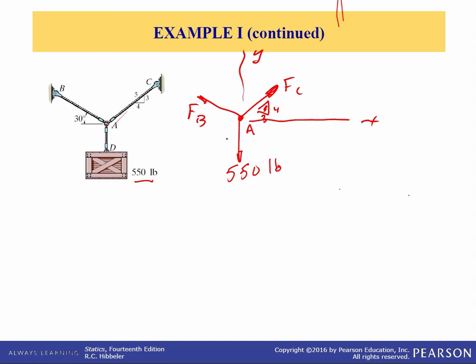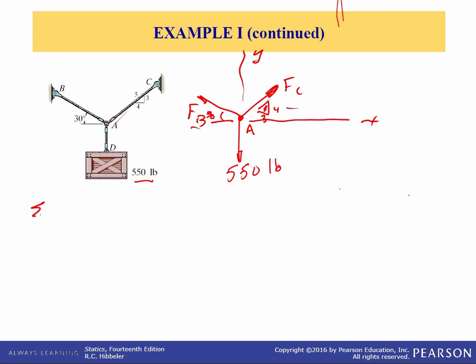There's only two unknowns, right? We know F sub B's direction is at 30 degrees. We know FC's direction is on a 3-4-5 triangle. So the only unknowns are the magnitudes of FC and FB. And remember, in a two-dimensional system, you can solve for at most two unknowns. So we have two unknowns, so we should be able to solve this.